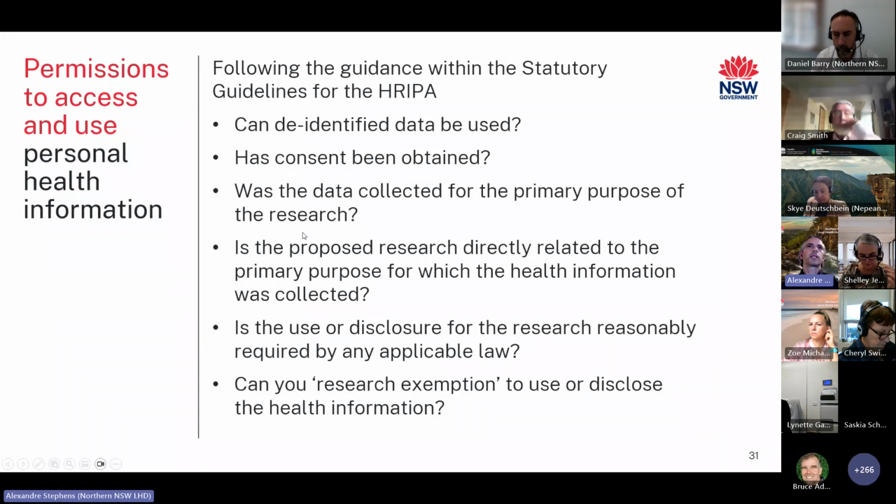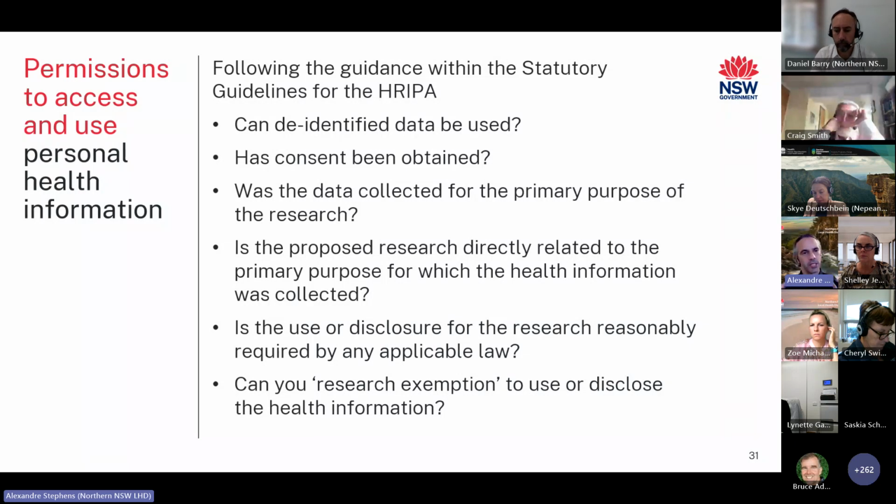The next two here were: was the data collected for the primary purpose, or was the proposed research directly related to the primary purpose? In my mind, for research, they piggyback on a research study. So invariably, it probably would involve an element of consent from those that participate.